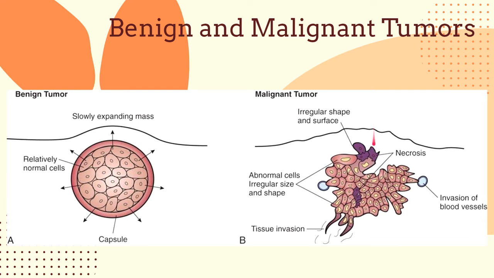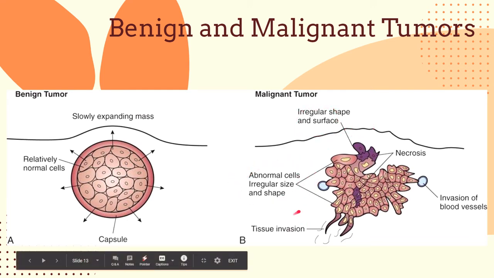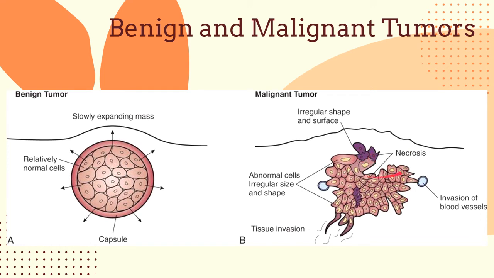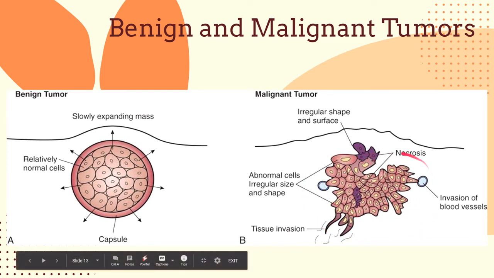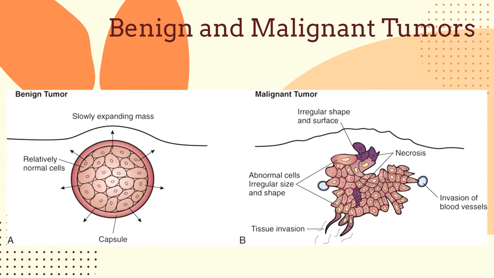Malignant tumors, on the other hand, have irregular size and shape. They can invade other tissues. They can invade blood vessels, and they have already escaped their capsule. So they are out and spreading, and can cause necrosis or cell death. They create bad symptoms for the body.